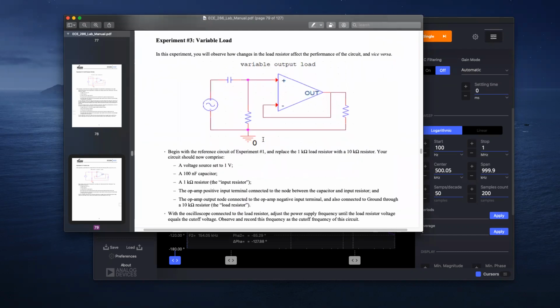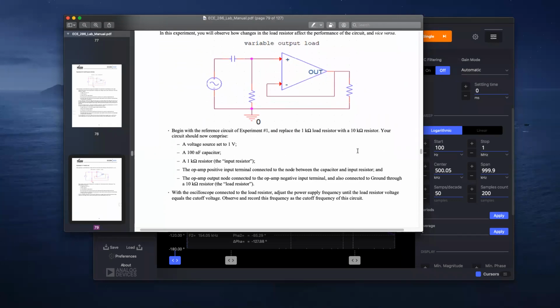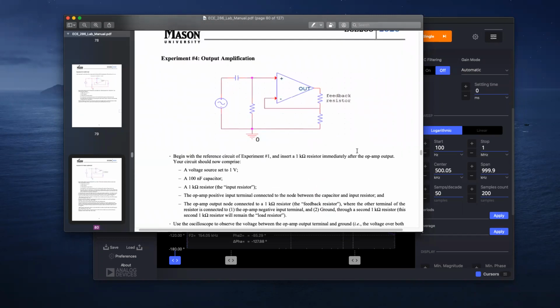Part 3, same thing, but you're replacing your load resistor. Your load resistor is going from a 1K to a 10K, and you're trying to determine if there are any changes in your frequency. And then for experiment 3, you have a different setup.